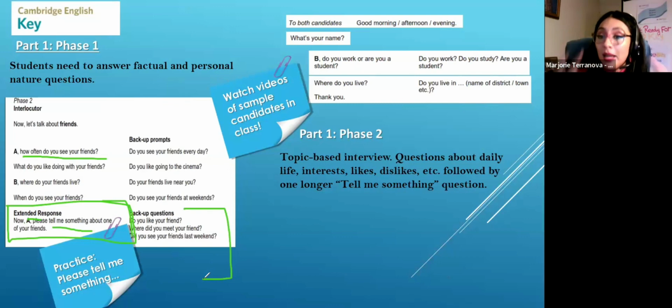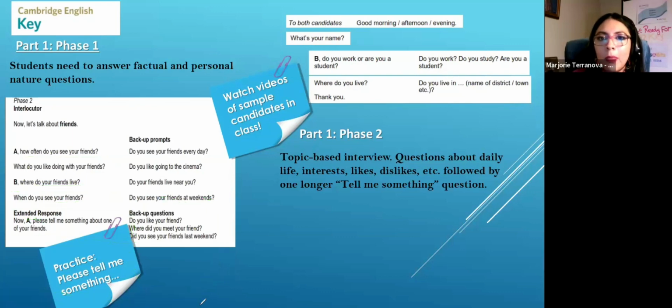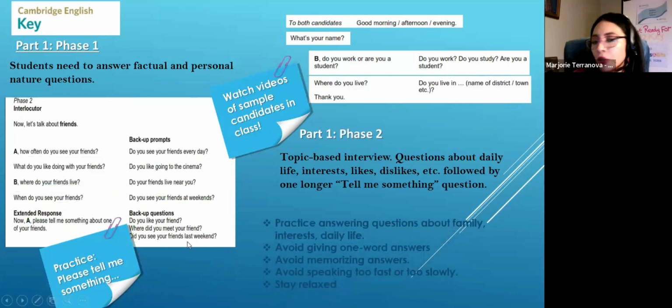So when you explain this part of the test, remind them about the extended response. How many sentences do they need at this point? At least 3 sentences, okay? This is why I have put here with my post-it, practice, tell me something. All right, so now we have, okay, here are some ideas, right? Do not memorize answers. Remind them not to give one-word answers, to give sentences and to stay relaxed.